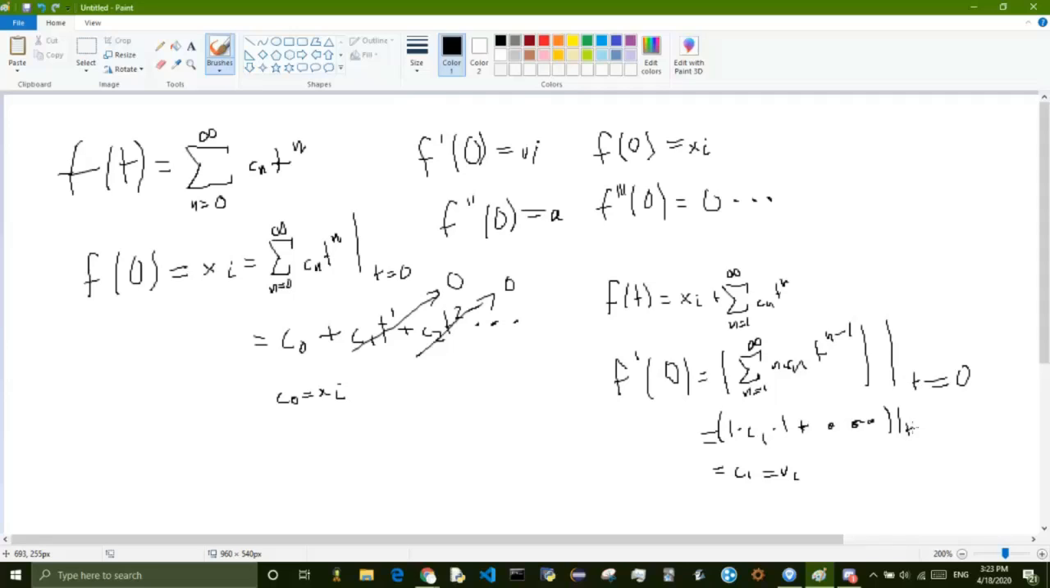Yeah, that makes sense. If you've done Taylor series, it's very similar to that idea.